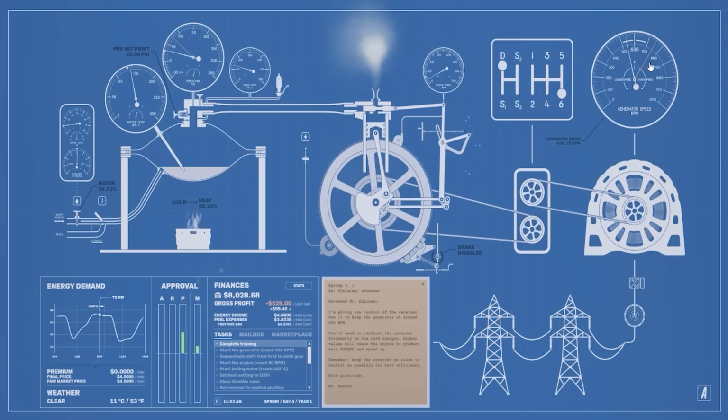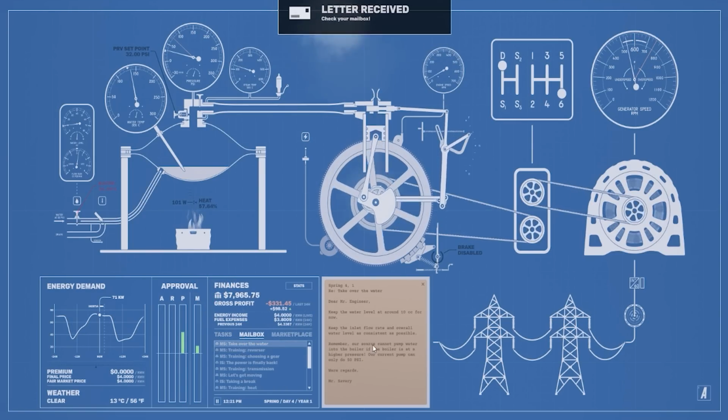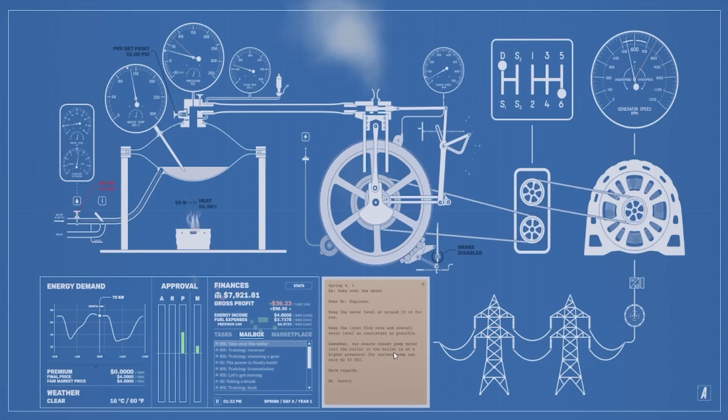Don't know what would be like in commercial settings, but the letter I received. Keep the water level around 10 cc for now. Keep the inlet flow rate overall water level as constant as possible. Remember, our source cannot pump water into the boiler if the boiler is at higher pressure. Our pump can do only 50 psi. Warm regards. Ah, okay, right, fair enough. So that's fine.